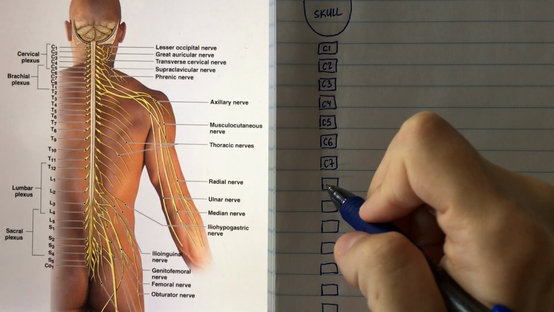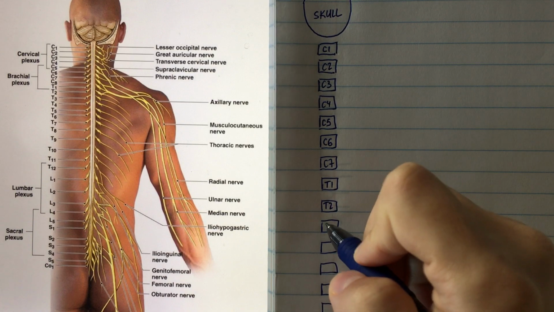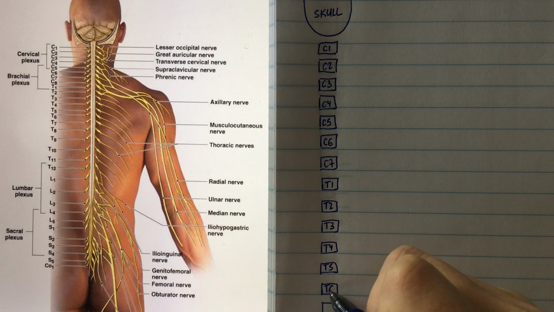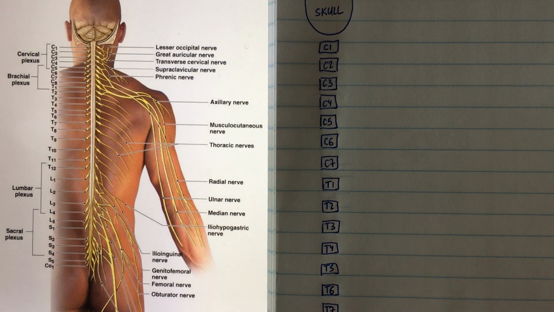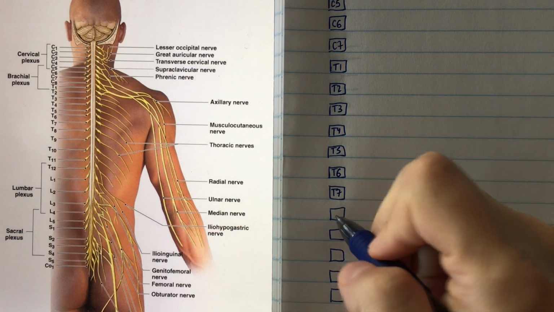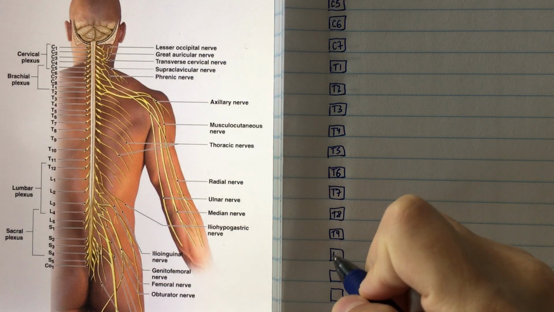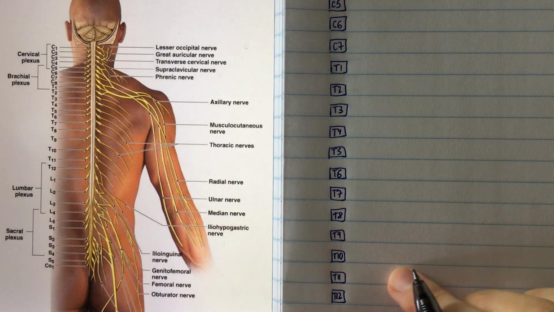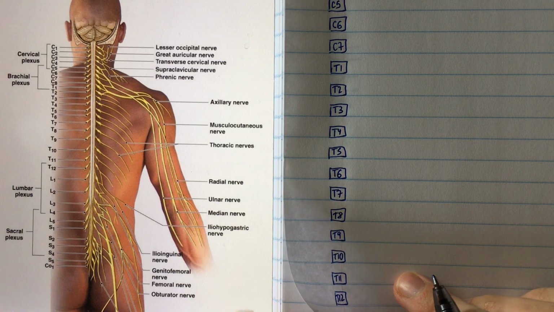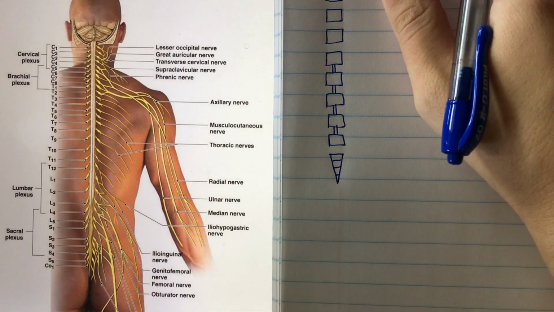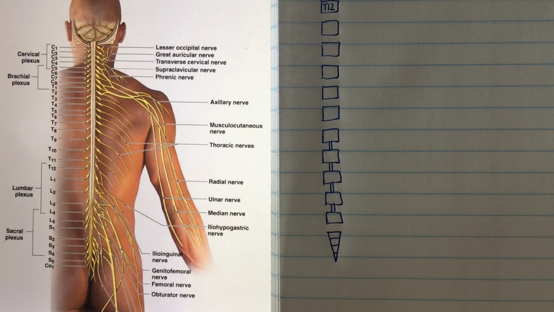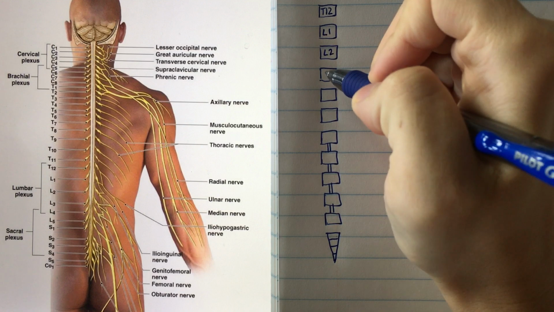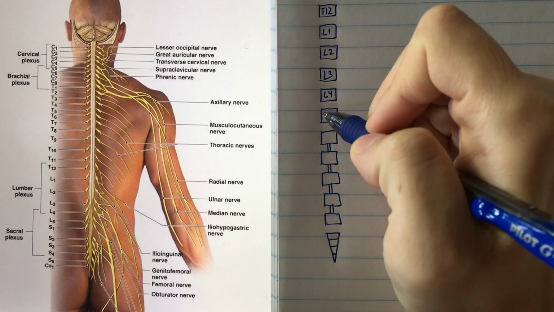And then there's going to be thoracic vertebra, T1, T2, T3, T4, T5, T6, T7, and then T8, T9, T10, T11, T12, okay? And then we're going to have the lumbar vertebra. So on the next page, I'm just going to continue from T12, L1, L2, L3, L4, L5.